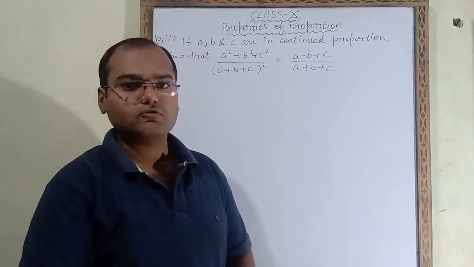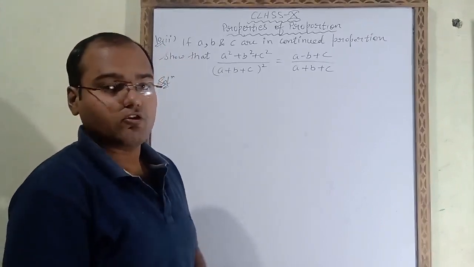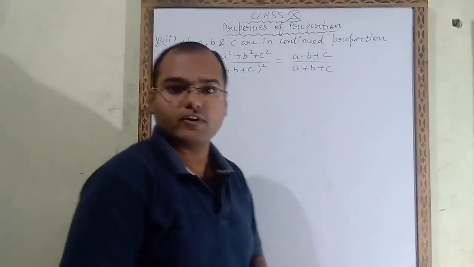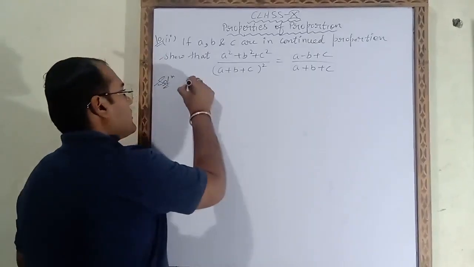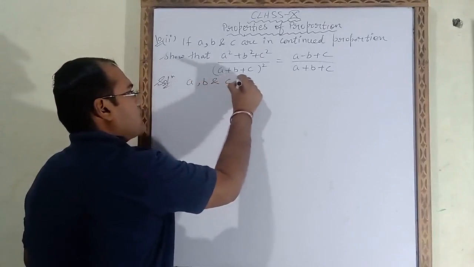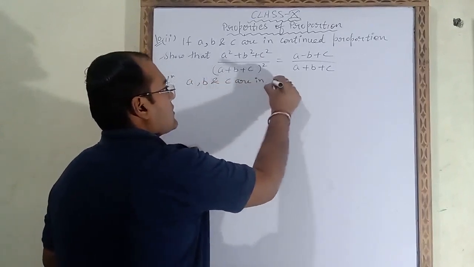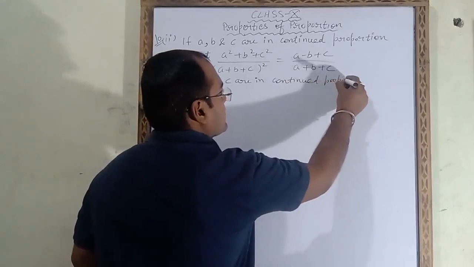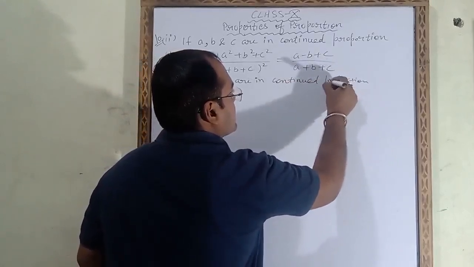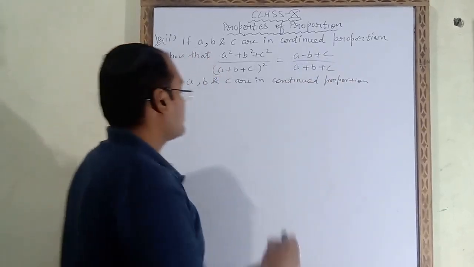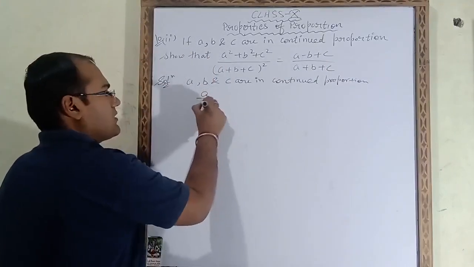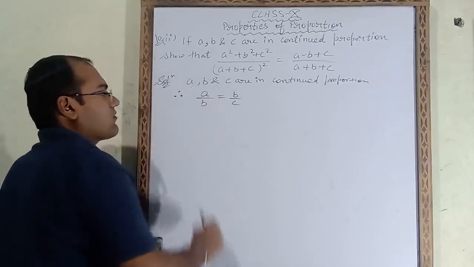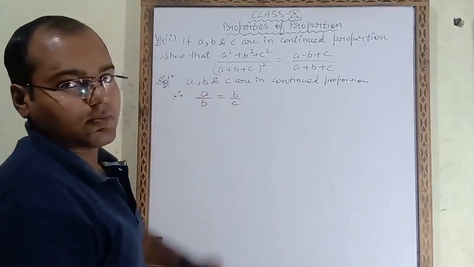Now we will solve question number 10. The question is, if A, B and C are in continued proportion. What is given? A, B and C are in continued proportion. For continued proportion, what we have to do? A upon B is equal to B upon C. So we will take A upon B is equal to B upon C.